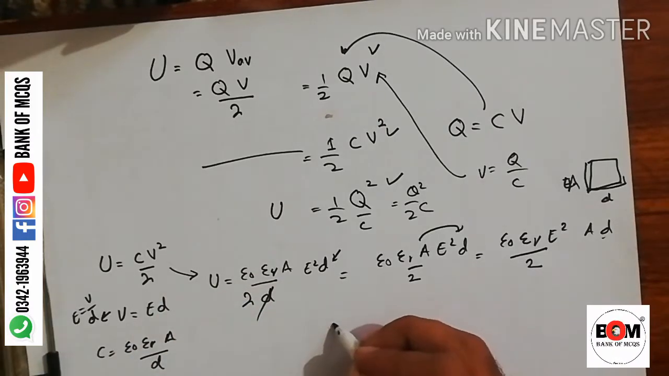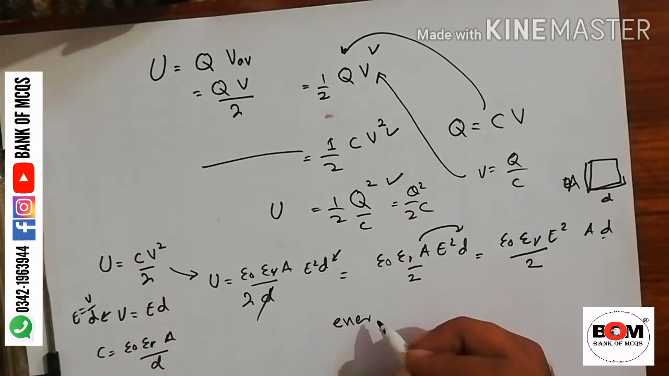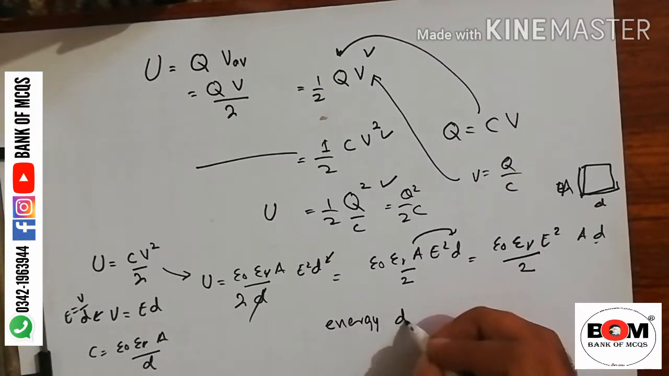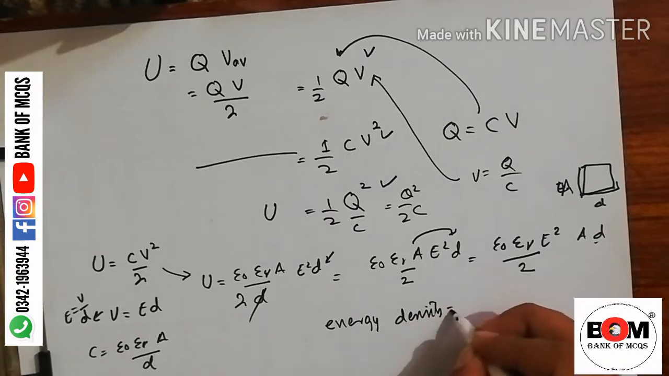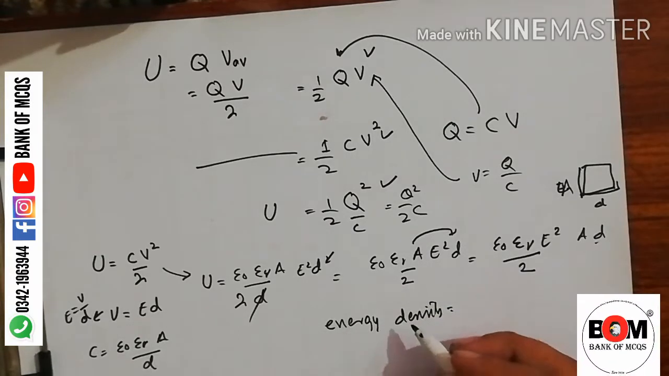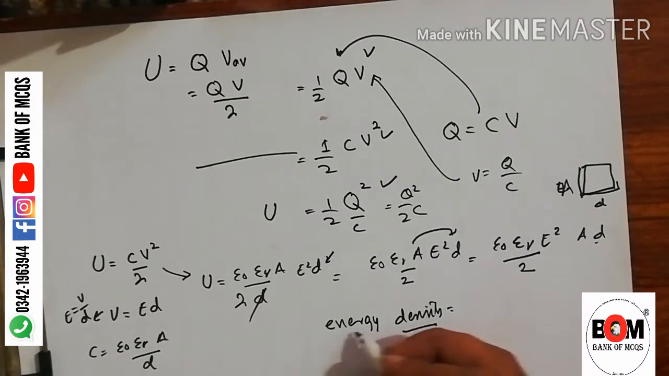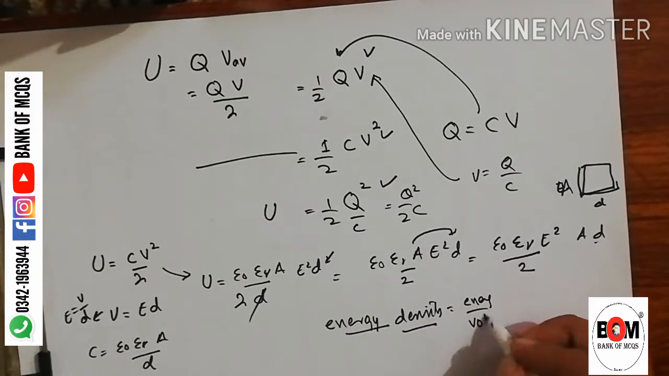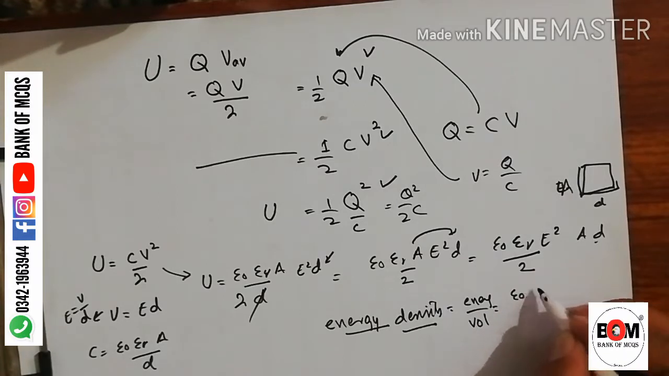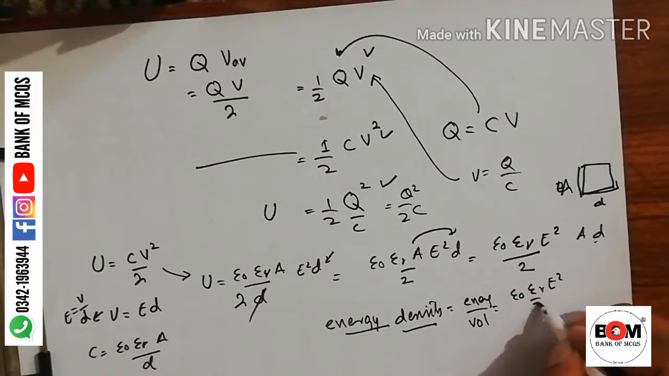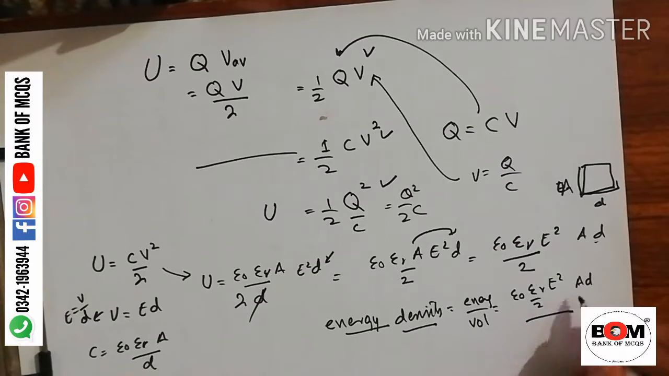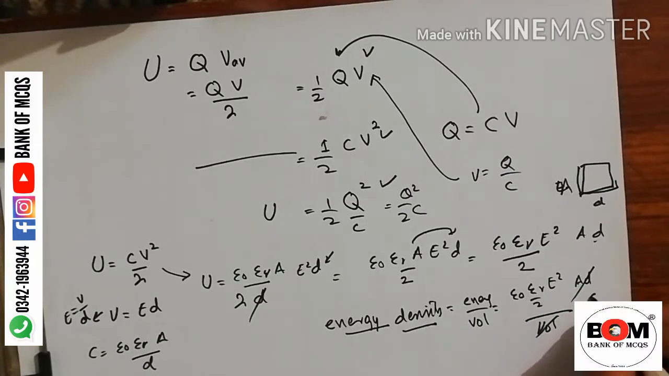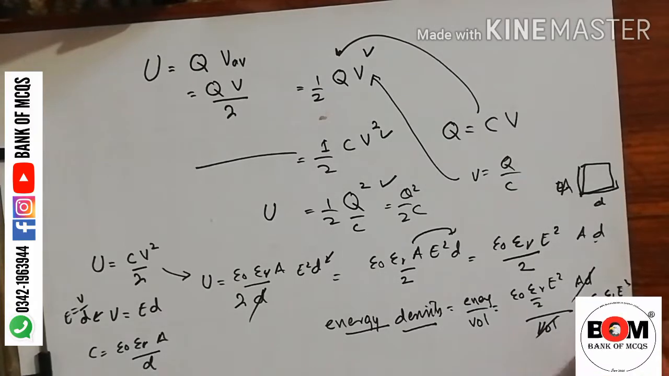Now to find the equation for energy density. Mass per unit volume is density, but energy density is equal to energy per unit volume. So here in this case, energy is equal to epsilon naught epsilon r E square divided by 2 into A d, and A d is the volume. So volume divided by volume, volume cancels, and we will get epsilon naught epsilon r E square by 2.